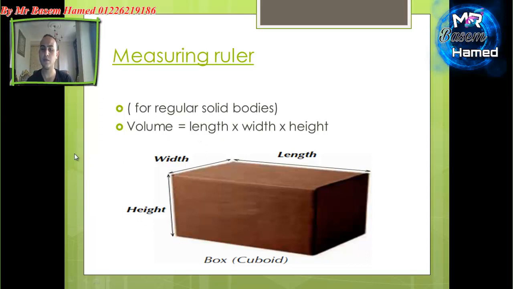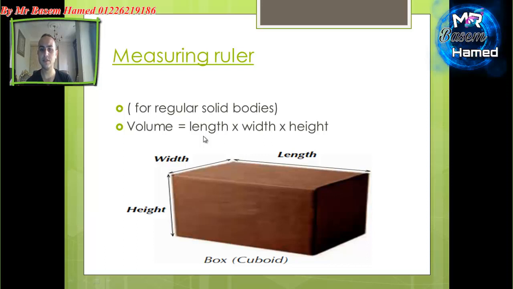Look, if its length equals 2 centimeters and width equals 1 centimeter and height equals 1, the volume equals 2 times 1 times 1, which equals 2. 2 what? 2 cubic centimeters, as we will learn.